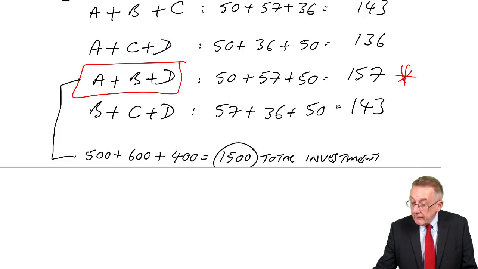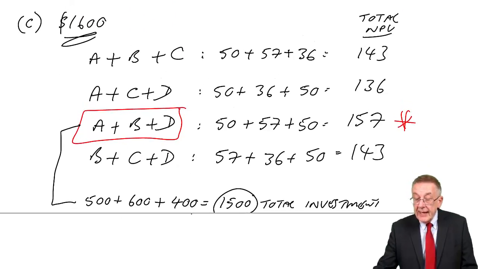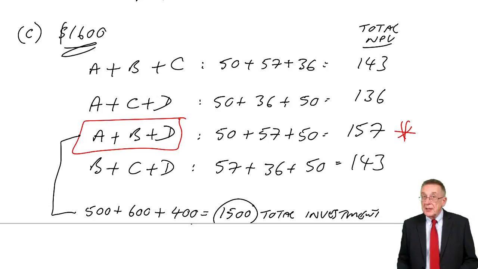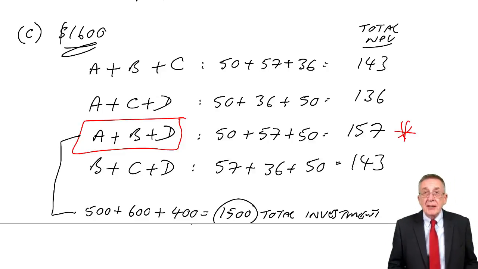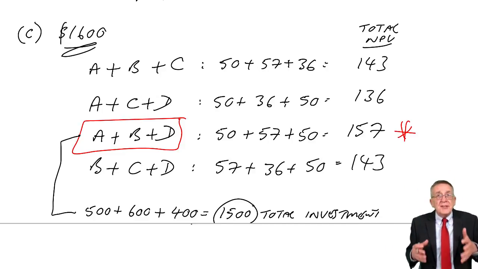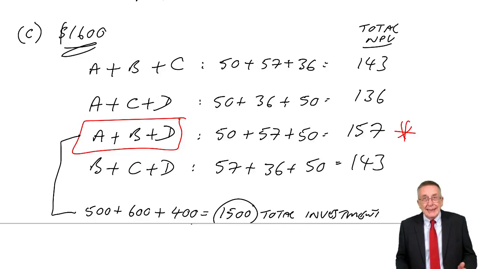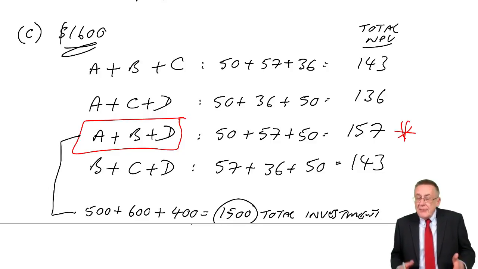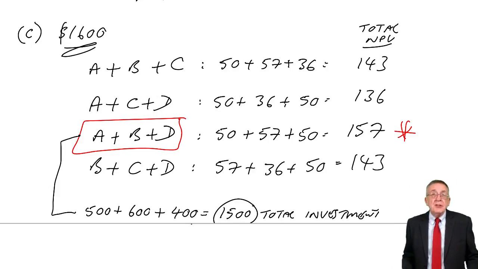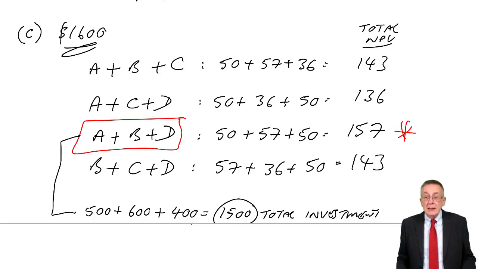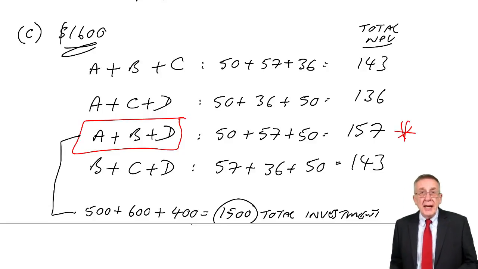One way or another, the 1,600 available is being borrowed. We're either actually going to go out and borrow 1,600, but even if we've got 1,600 already in the bank, effectively it's being borrowed from shareholders. It's shareholders' money. And if we're not going to use it, if we've nowhere to invest the money, then we should give it back to the shareholders.